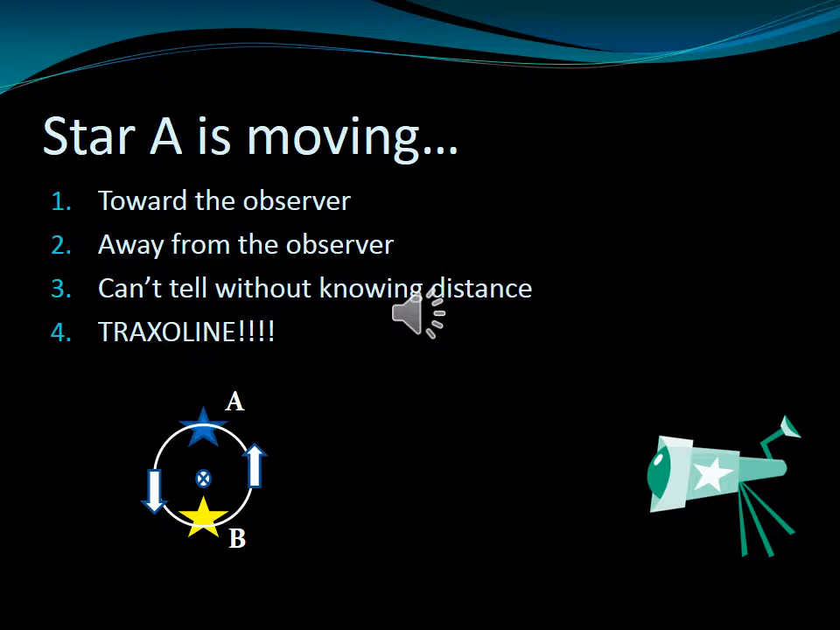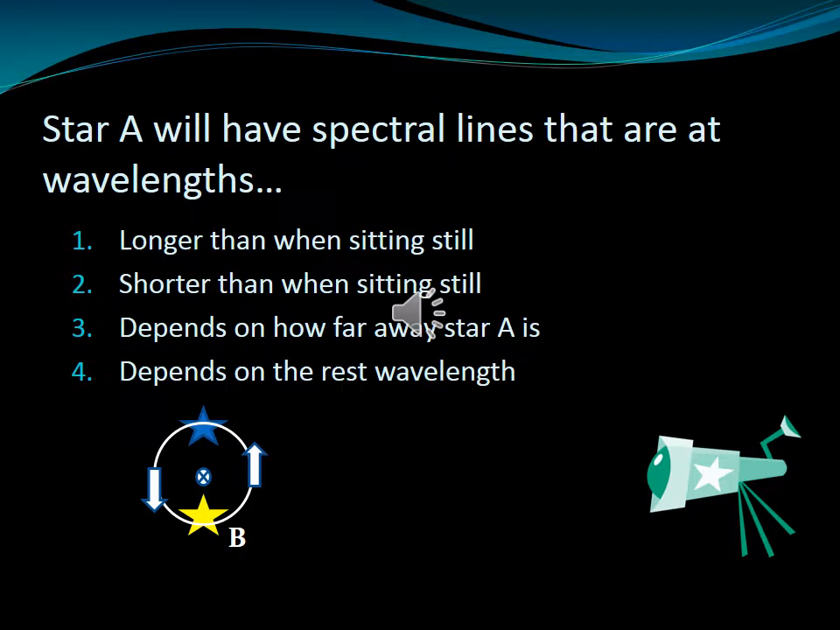So, from your perspective, from where the telescope is, is star A moving towards you, away from you? Or do you need to know some other information before you can answer this question? The little arrows, by the way, indicate the direction things would be moving once they got to that point. Now this is where it gets a little bit trickier.